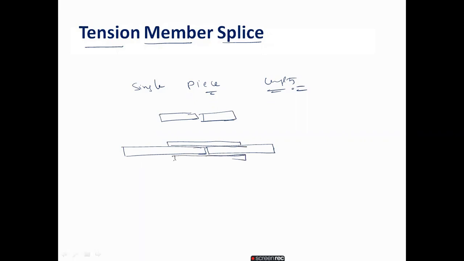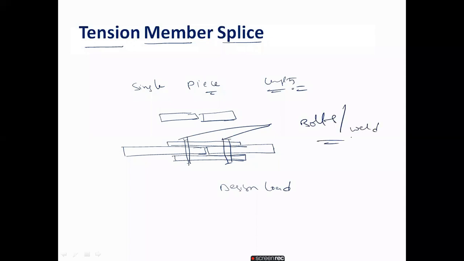This connection may be a bolted connection or a welded connection, but its strength should be at least equal to the design load. Whatever we are using, bolts or weld, the strength of the bolted connection or welded connection should be equal to the design load.